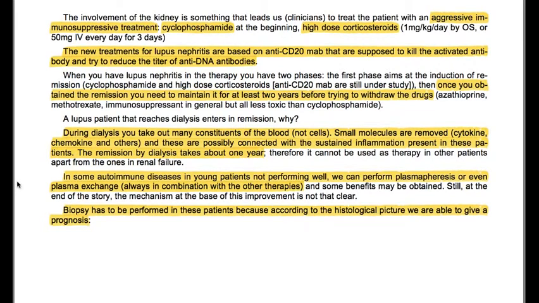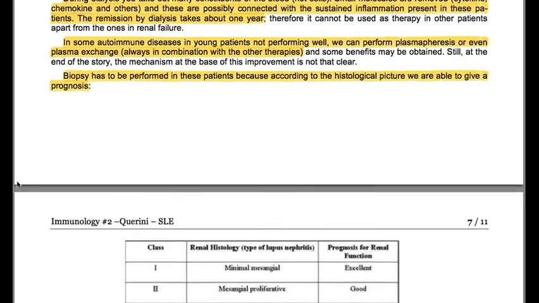In some autoimmune diseases in young patients not performing well, we can perform plasmapheresis or even a plasma exchange, always in combination with the other therapies. Some benefits may be obtained. Still, at the end of the story, the mechanism at the base of this improvement is not that clear. Biopsy has to be performed in these patients because according to the histological picture, we're able to give a prognosis.